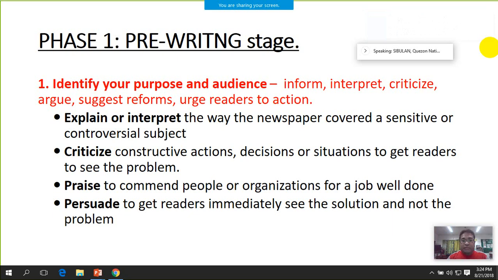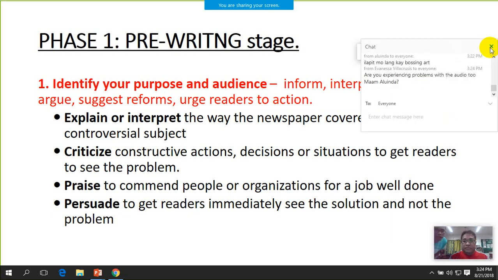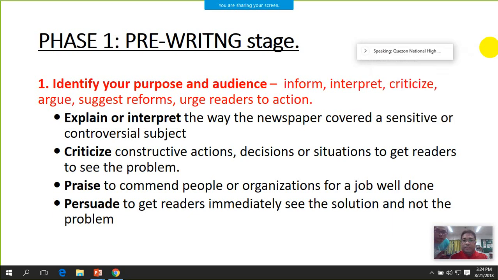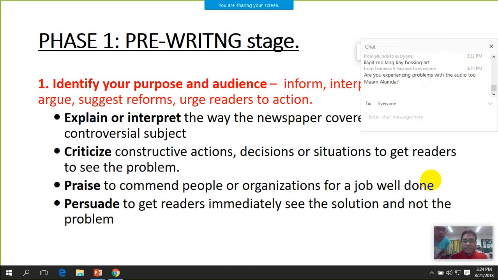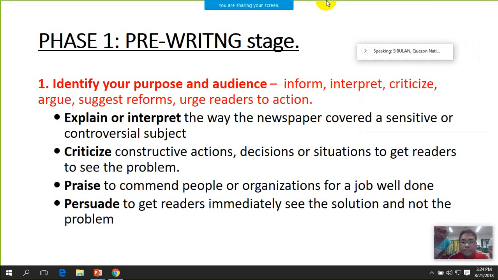Wala na sound. Hindi ko ma-forward. Ano ba girl? I-enter yung under delete.